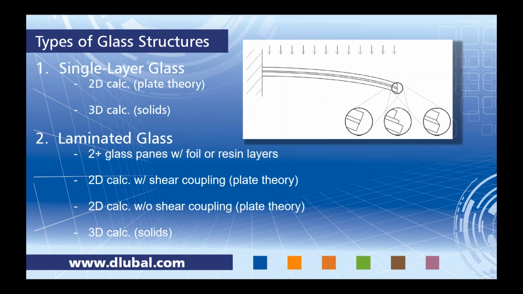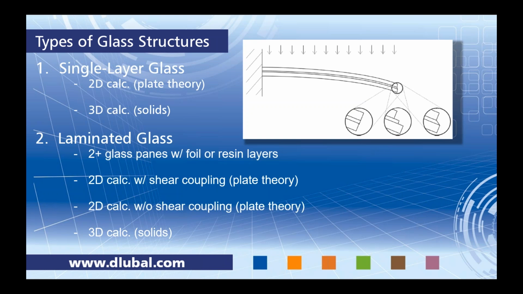Now I want to discuss the different types of glass structures that can be modeled in our program. There are three different types, the first being single layer glass, the most simple type. With this option, we can use a 2D calculation, which is plate theory, 2D finite elements, in order to analyze the single layer glass. We can also run a 3D calculation, which uses solid elements, so finite elements in the X, Y, and Z direction.